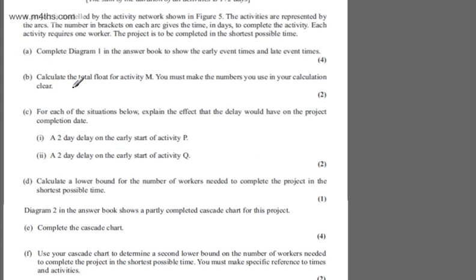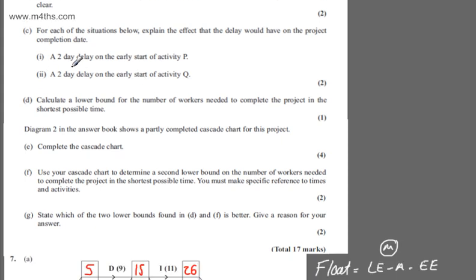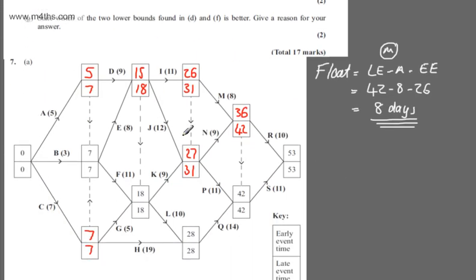Okay, part C. For each of the situations below, explain the effect that the delay would have on the project completion date. So 2 marks in total. 1, a 2-day delay on the early start of activity P, and 2, a 2-day delay on the early start of activity Q. So if we look at P, P is non-critical, which means we have a float. So if we look now at the float of P, and we're not expected to necessarily work this out, the float is going to be 42 minus 11 minus 27. So that's going to be 38. So the float is 4 days.